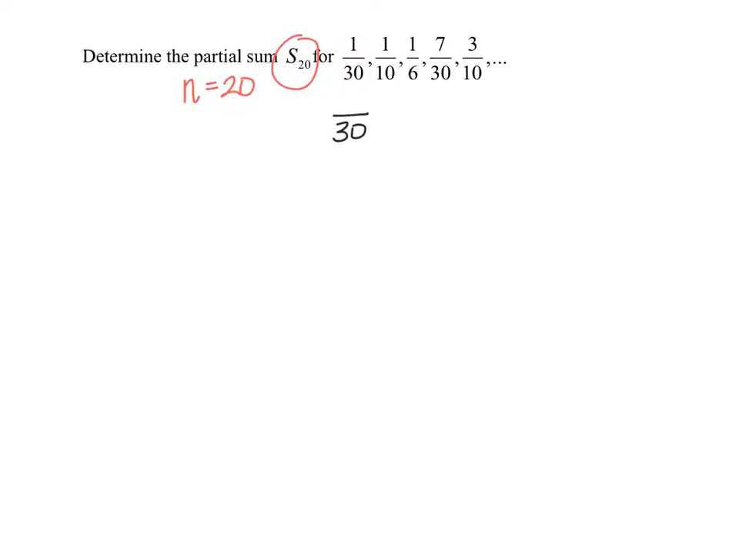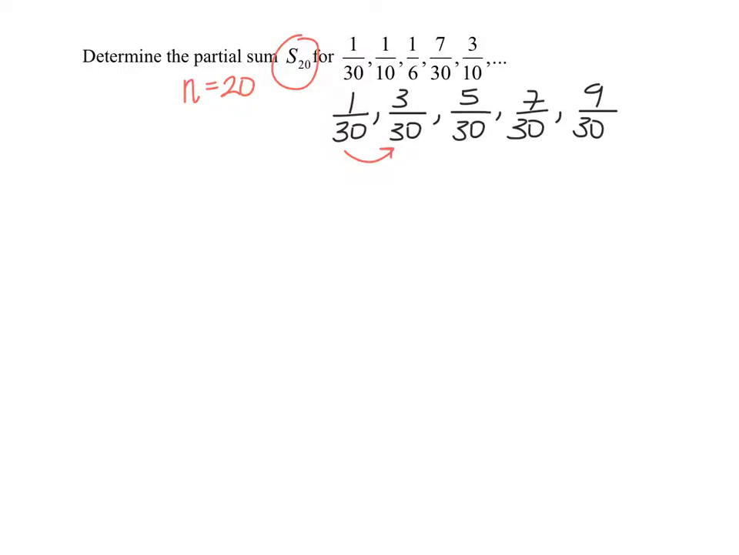So the first fraction would just stay 1 over 30. My second fraction has a denominator of 10, so if I multiply by 3, 1/10 is 3/30. My third fraction, which is 1 over 6, 1/6 is really 5/30. Then we have 7 over 30, or 7/30. And then the last fraction of 3/10 would become 9/30. So now that I have a common denominator, I think the pattern becomes much more obvious.